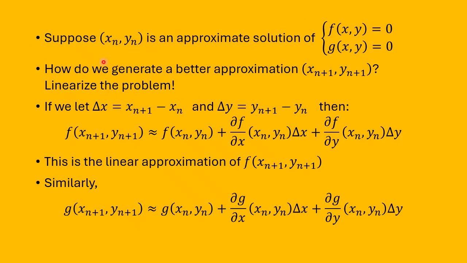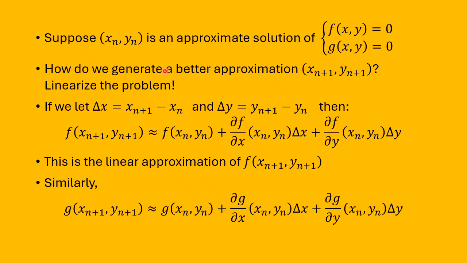So let's see a little bit of the theory behind this method. Let's suppose that (xn, yn) is an approximate solution of f(x,y) equals 0, g(x,y) equals 0. I'm not assuming that this is an exact solution, but pretty close to the exact solution, the real solution to this problem. How do we generate a better approximation, (xn+1, yn+1)?